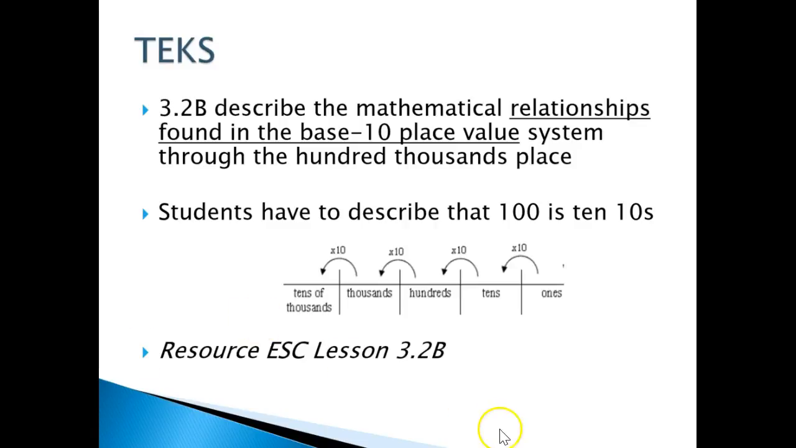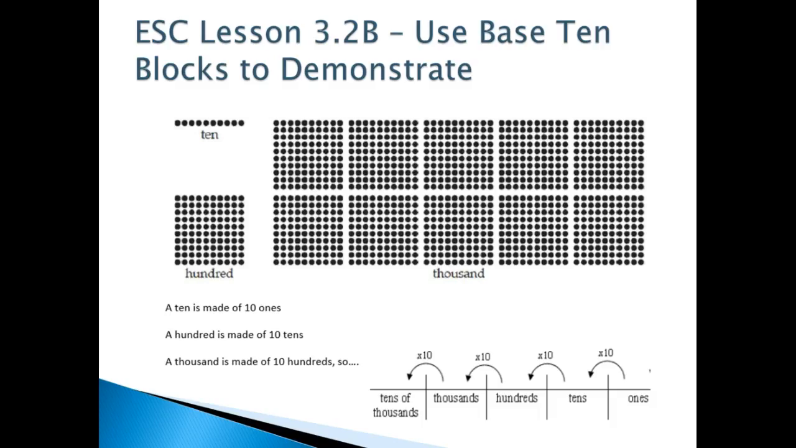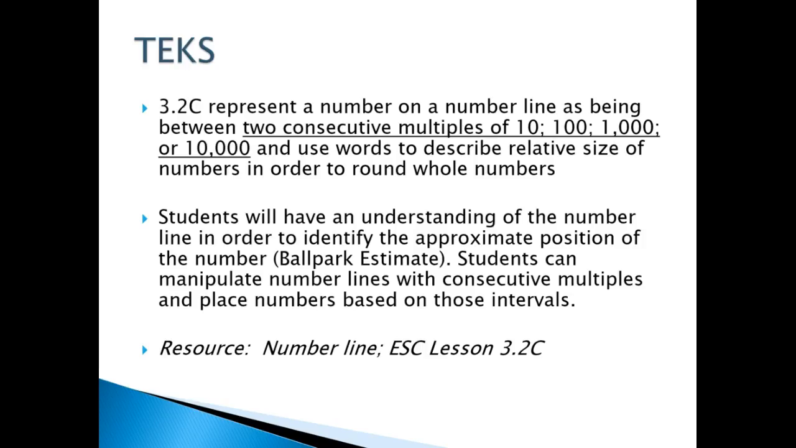And here kids have to describe that 100 is 10 tens. So here we'll see that 100 is 10 times 10. We have 10 tens make 100, and then 10 hundreds make 1,000. 10 thousands make tens of thousands. There's an ESE lesson 3.2b available in Eduphoria that you can use for this activity. And then 3.2c, we talk about two consecutive multiples of 10, 100, and 1,000 that you're representing a number by.